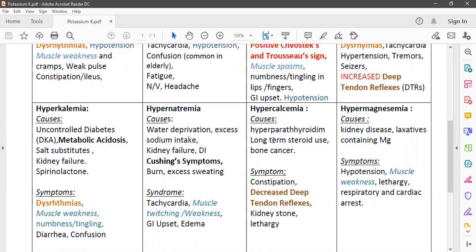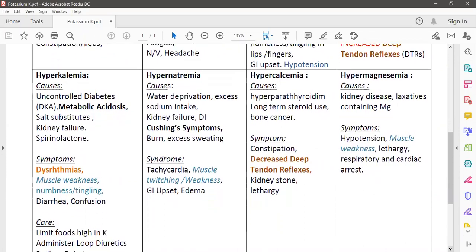So the symptom, if a patient has hypercalcemia, a common symptom: constipation, or decreased deep tendon reflex. Decreased deep tendon reflex, right?